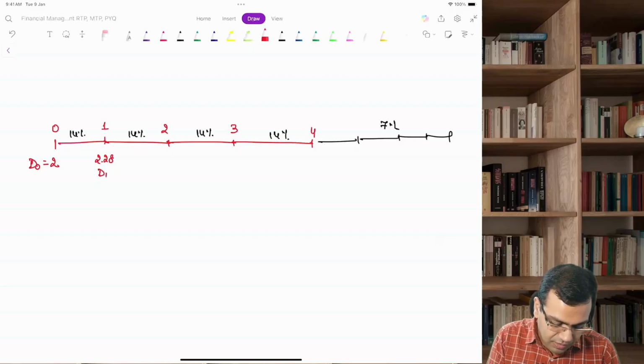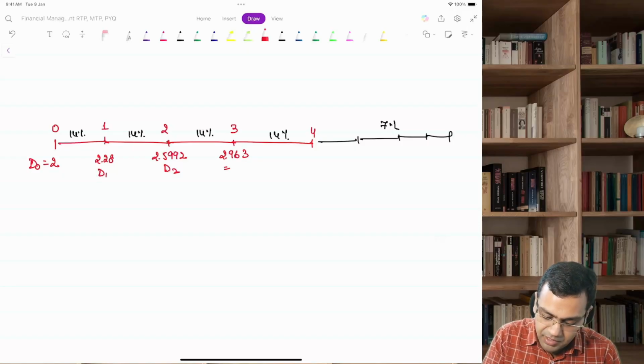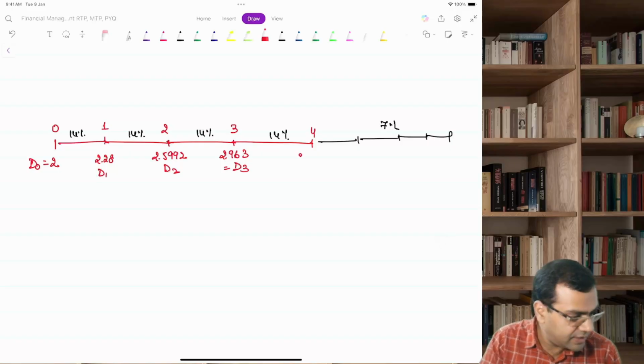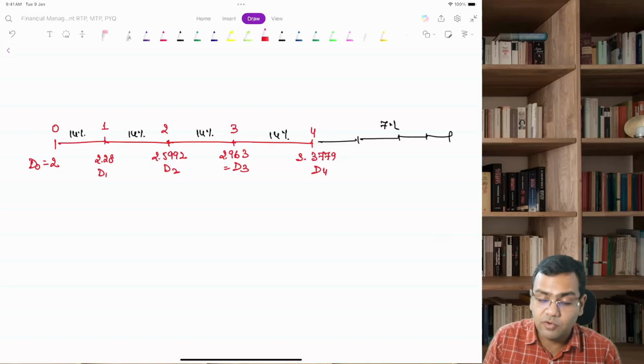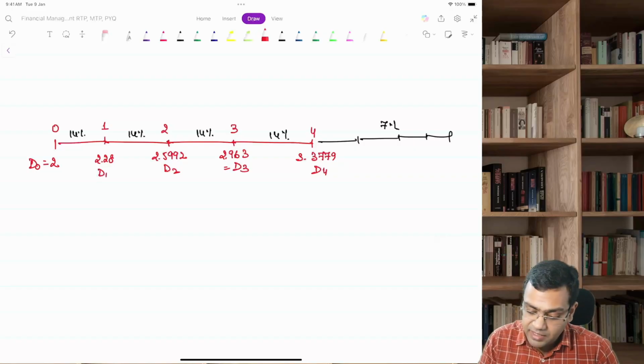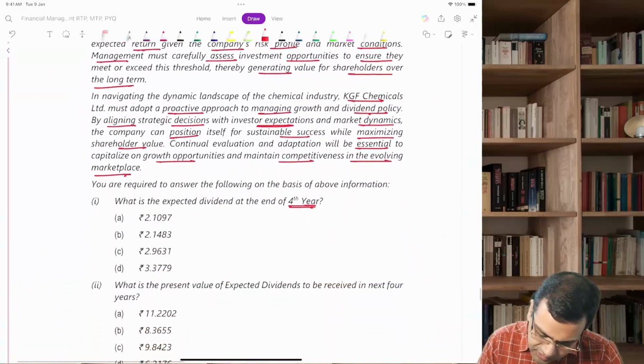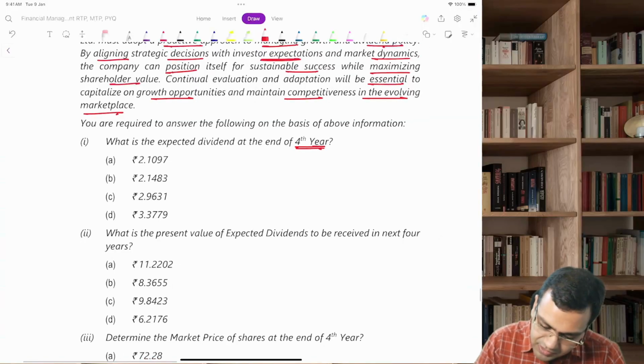Then plus 14%, that will come to 2.5992. This will be your D2. Plus 14%, this will be your 2.963, this will be your D3. Plus 14%, that will be your 3.3779. This will be your D4. That is the value of dividend at the end of the 4th year. Let's see what is the nearest value that we have. Yes, 3.3779.